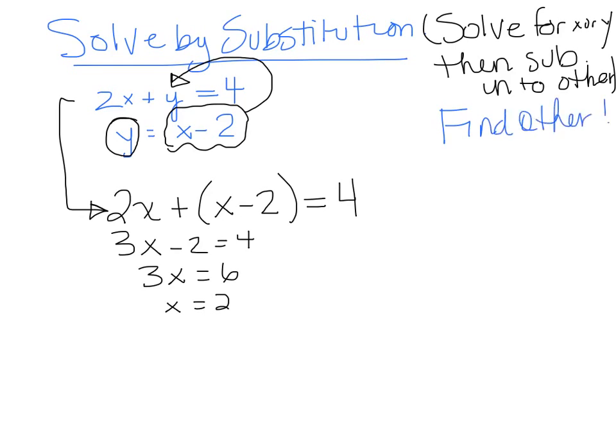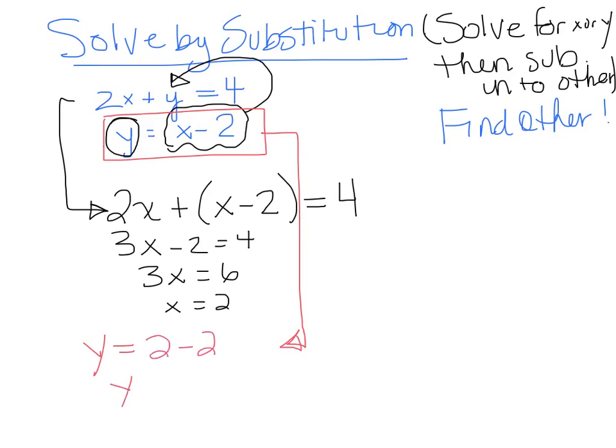Okay, so let's go back. The nice thing about substitution is you've got this equation right here to go back to. So I'm going to take this and use it to find the y value. y is equal to the value of x, 2, minus 2, so y is equal to 0. And that's my solution. Of course, I'm not done until I put it in an ordered pair, (2, 0). So now I found both the x and the y, I put them in an ordered pair, that's my solution.